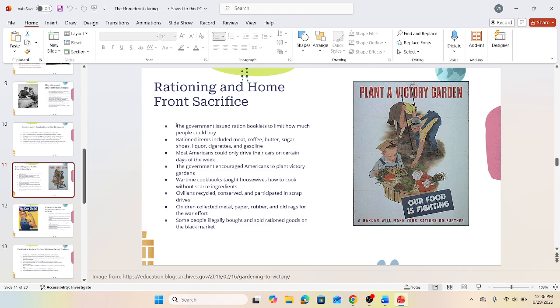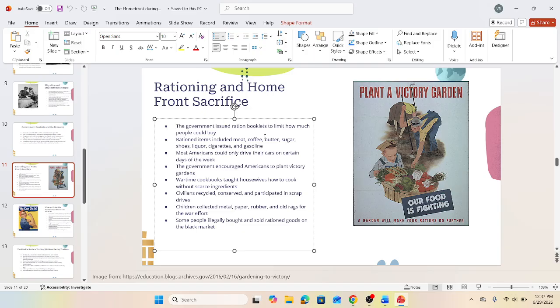On the home front, the government also issued ration booklets to limit how much people could buy. So rationed items include things like meat, coffee, butter, sugar, shoes, liquor, cigarettes, gasoline. Many Americans would only drive their cars on certain days of the week. The government encouraged Americans to plant what they called victory gardens, right? Grow your own food to make your rations go further so that more of those food supplies could be sent overseas to support the war effort.